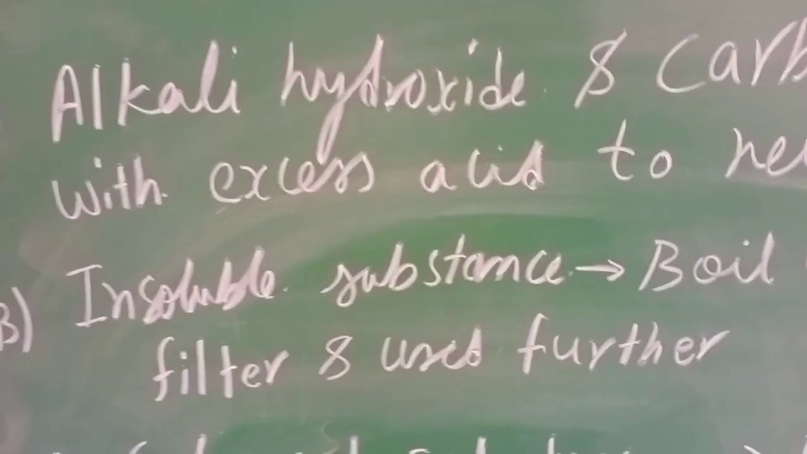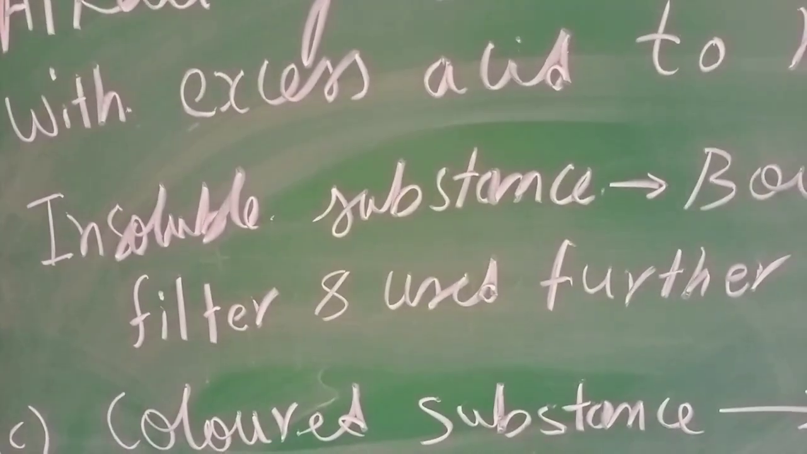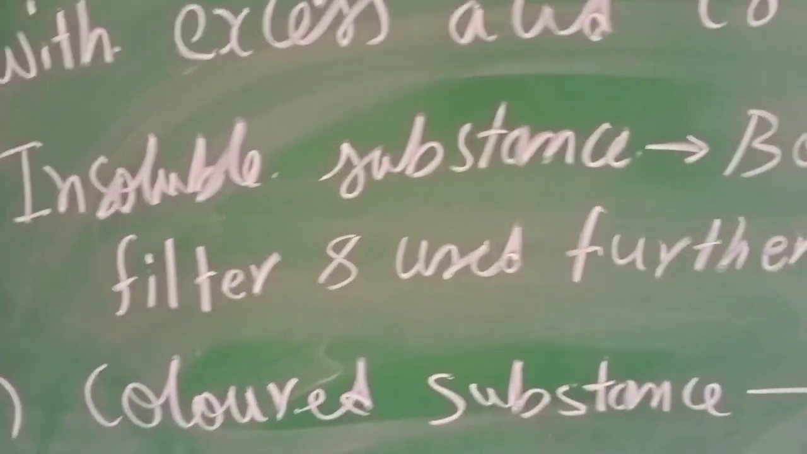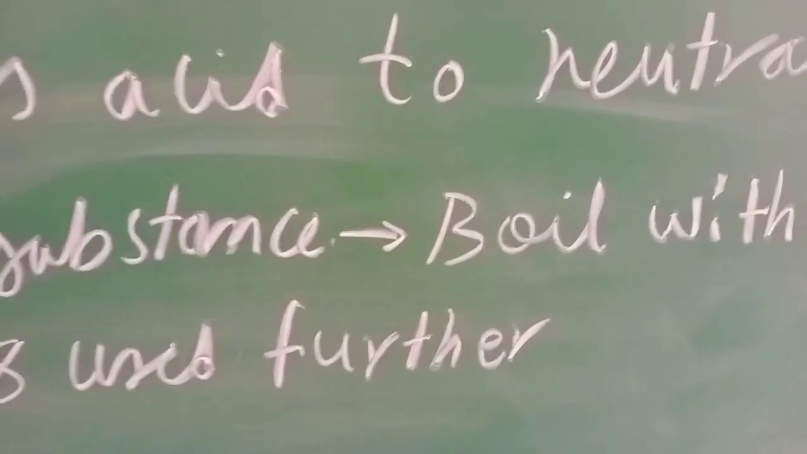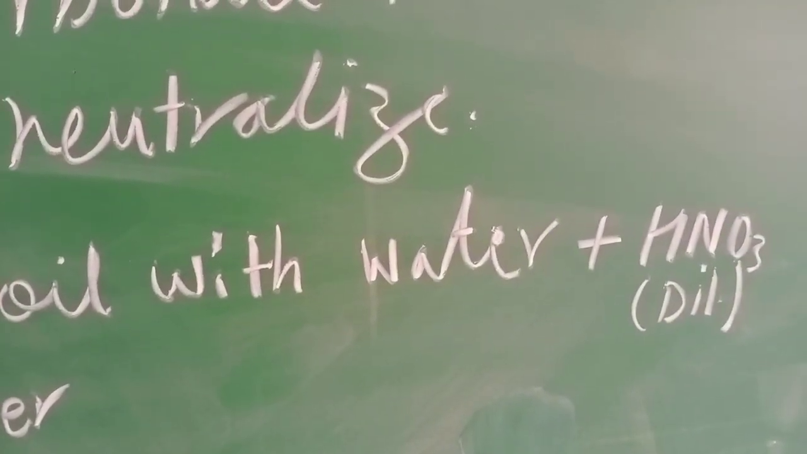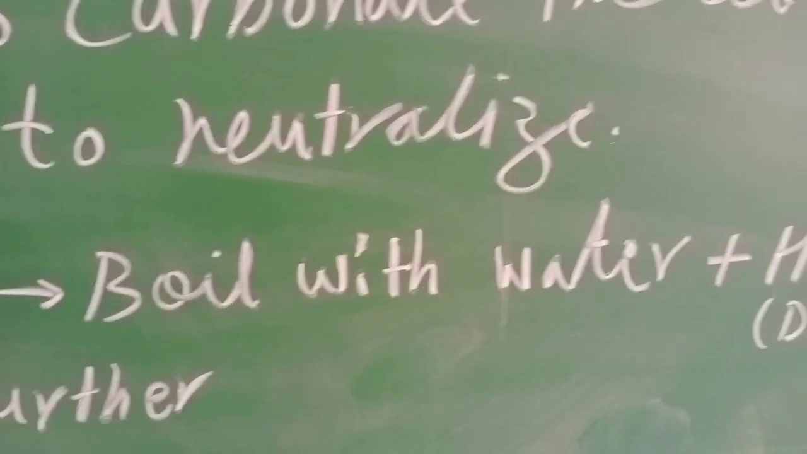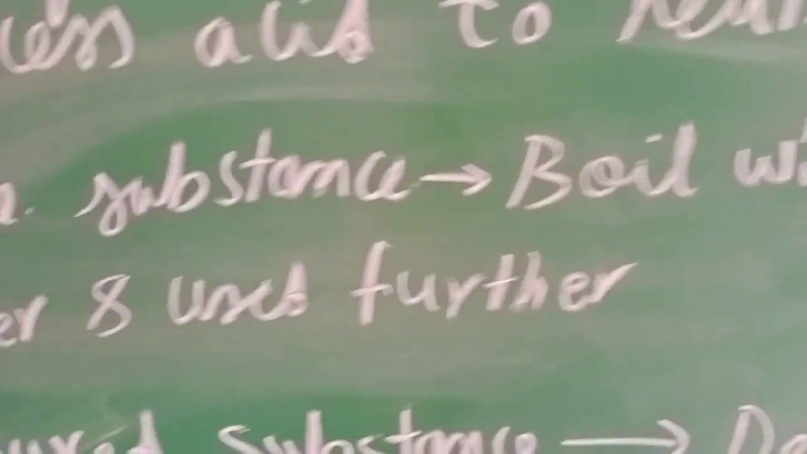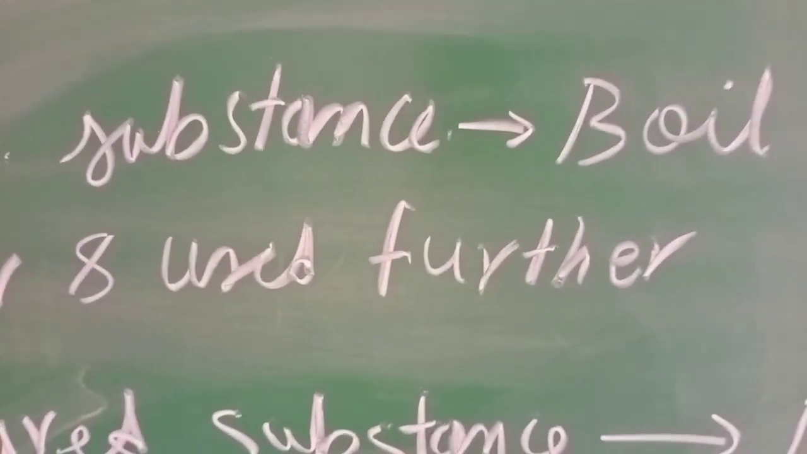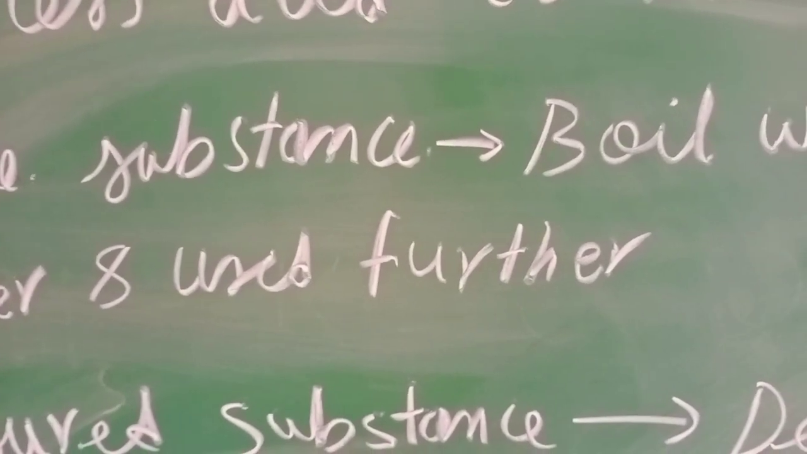So, whenever we are handling insoluble substances, for example, light kaolin or magnesium trisilicate, such insoluble substances are initially boiled with a mixture containing water and dilute nitric acid, and once the content gets cooled down, it should be filtered, and the filtrate is further used for the limit test of chloride.